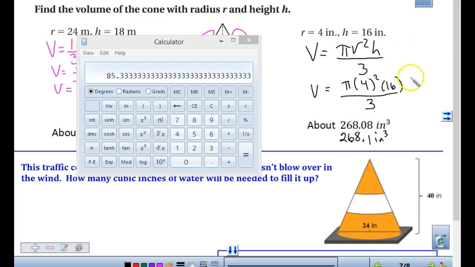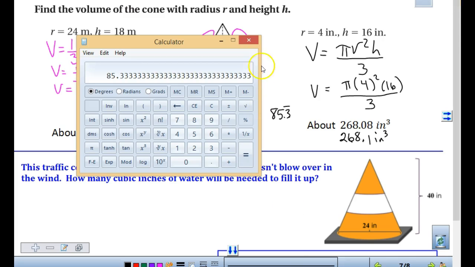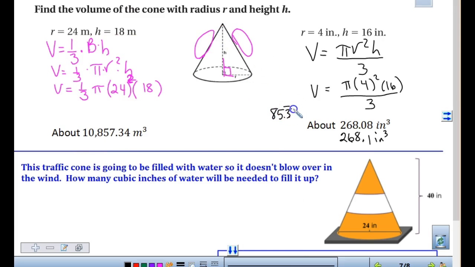Now, this doesn't make that much sense to a lot of people, right? 85.3 repeating, and then putting pi. To most people, that doesn't make sense. But this is what's called your exact solution. The reason it's exact is sometimes it's easier to compare numbers with pi, because if I divide pi by pi.